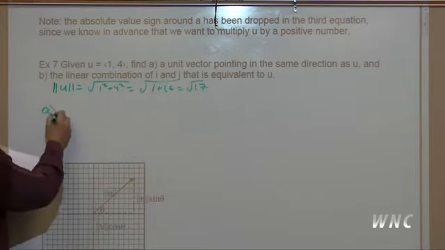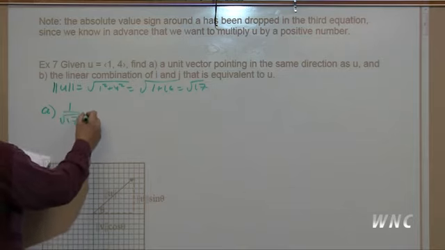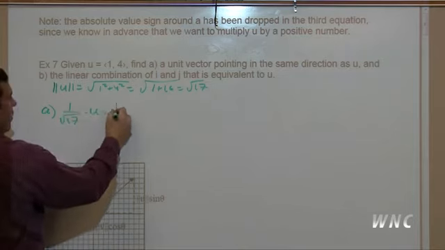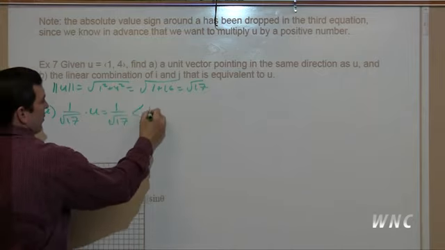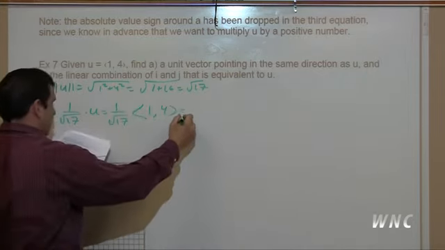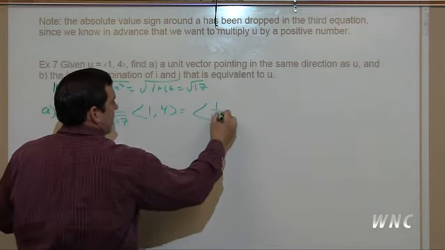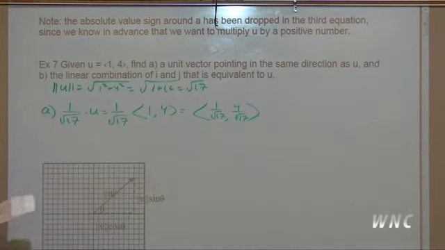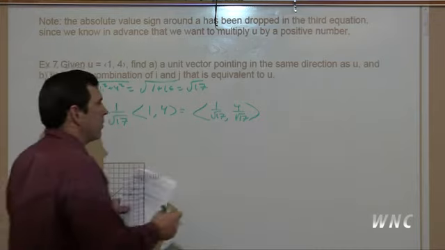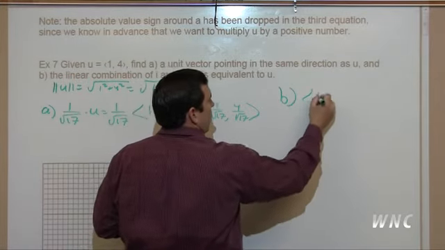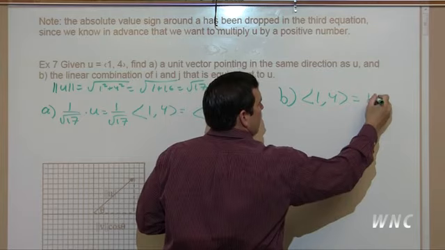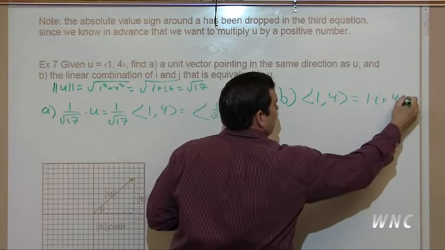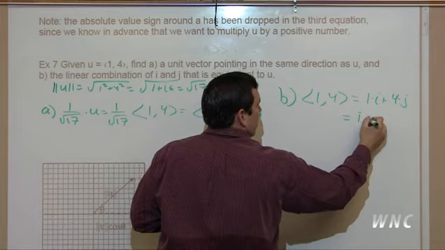So for part a, we'll do 1 over the square root of 17 times u, which is 1 over the square root of 17 times the vector 1, comma 4, which is 1 over the square root of 17, comma 4 over the square root of 17. And yeah, I'm going to leave it like that. I'm not going to rationalize that denominator. The second part says to find the linear combination of i and j that's equivalent to u. So for part b, we know it's 1, 4, and that would be 1 times i plus 4 times j, which is i plus 4j.